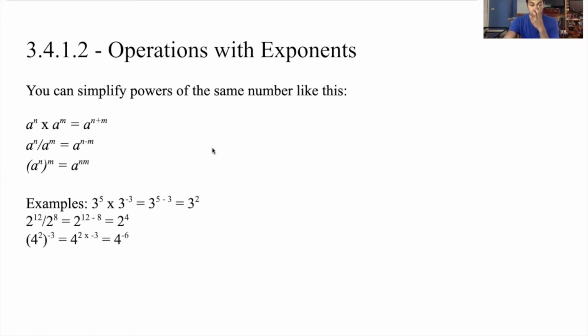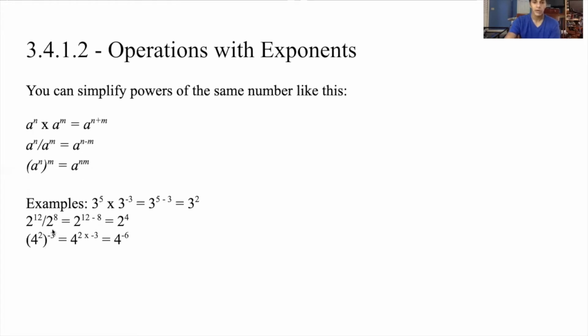So if I had 3 to the power of 5 times 3 to the power of negative 3, this formula tells us that we can just add n and m, which are the two exponents, since we have the powers of the same number, which is 3, to get 5 plus negative 3, which is 5 minus 3, and that gives us 2. So 3 to the power of 5 times 3 to the negative 3 is 3 to the power of 2, or 3 squared.